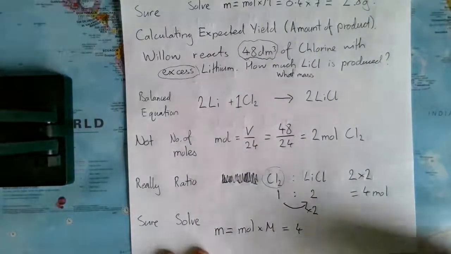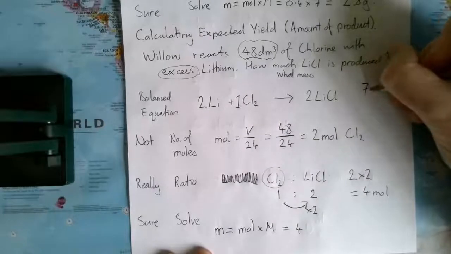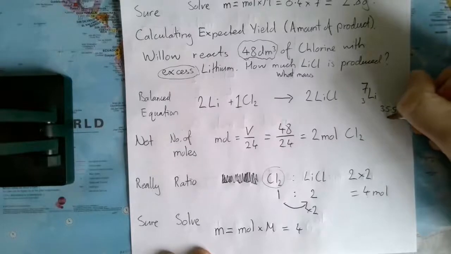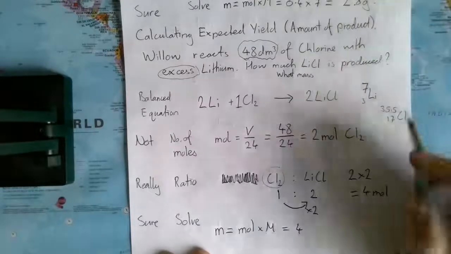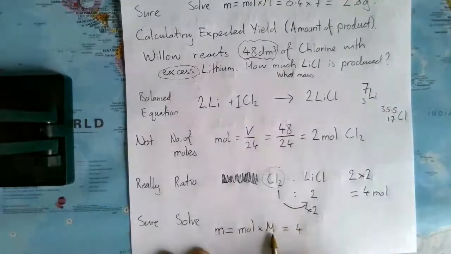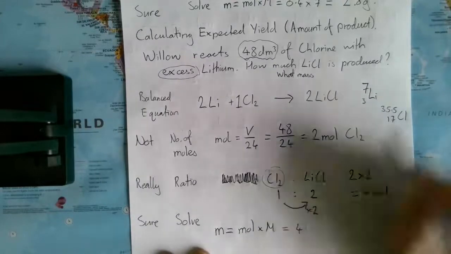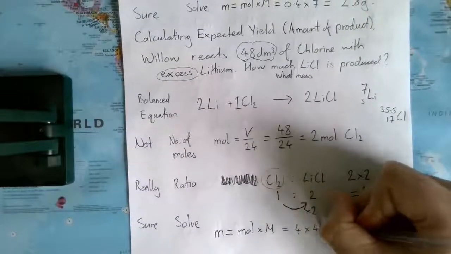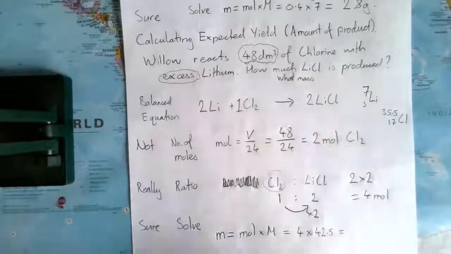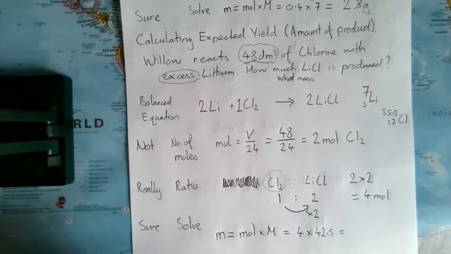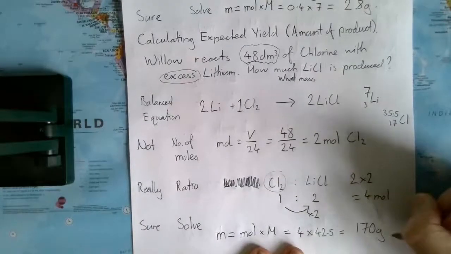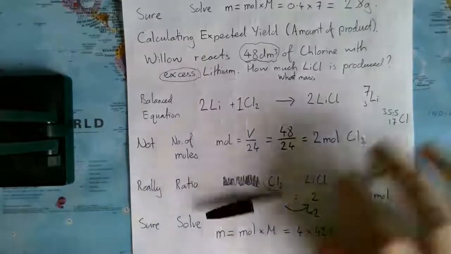How do we get this? We use the periodic table. Lithium 7, chlorine is 35.5. So the mass for lithium chloride is 35.5 plus 7, which is 42.5. And if we quickly put that into our calculator to make sure we get it right, 170 grams. Thank you.